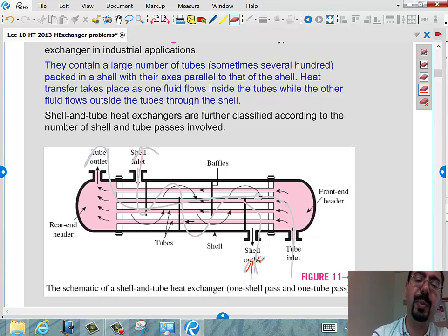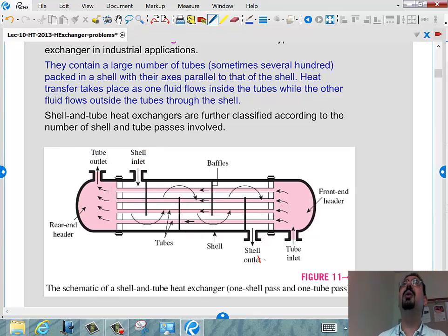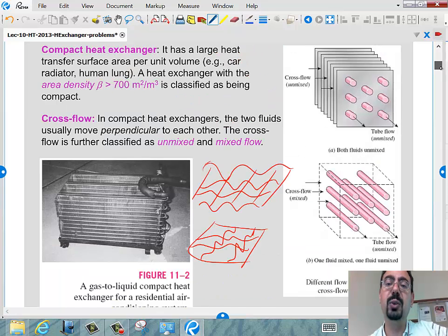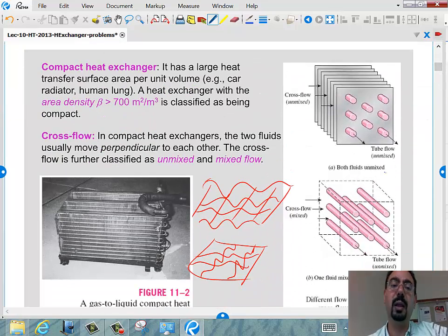All right. So because of space limitations, they wouldn't do it as pure counterflow, although that's the best, but they will try to make it in shell and tube, and they will try to make it like your radiator. A radiator is called cross flow, so the air is moving normal to the pipes.